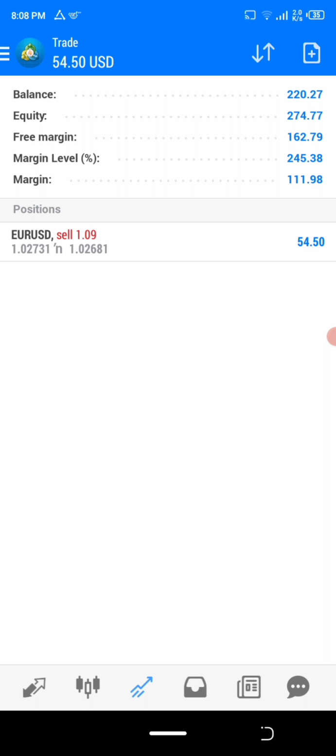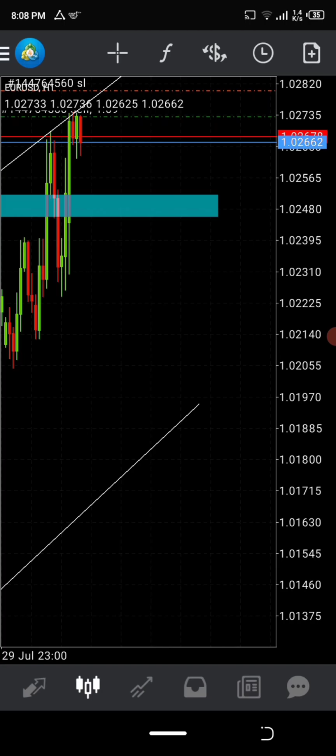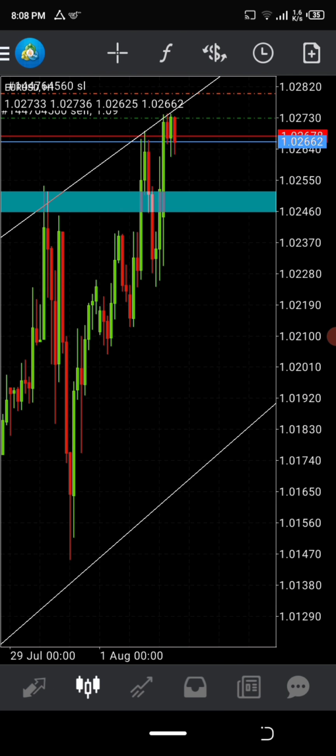As you can see, I used 1.09 lot size on a $220 account. I put my stop loss a few pips above. So let's wait and see how it goes.